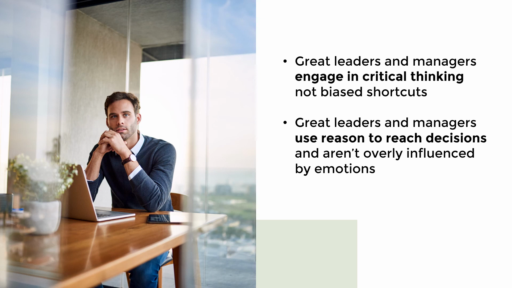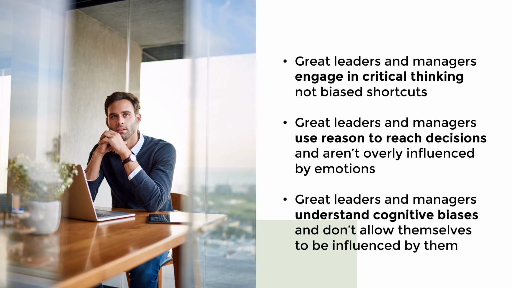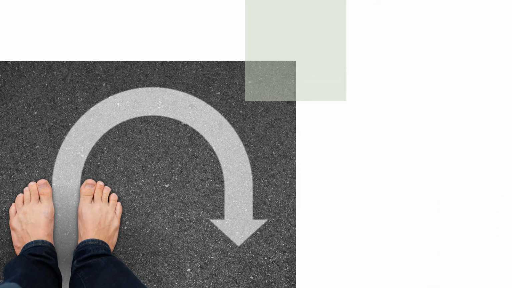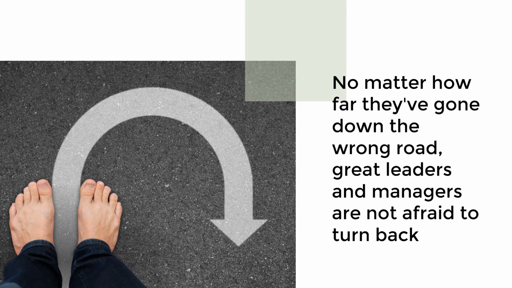Great leaders and managers use reason to reach decisions and aren't overly influenced by emotions. Great leaders and managers understand cognitive biases and don't allow themselves to be influenced by them. No matter how far they've gone down the wrong road, great leaders and managers are not afraid to turn back.